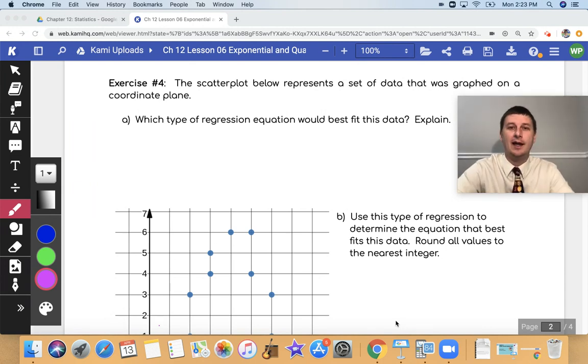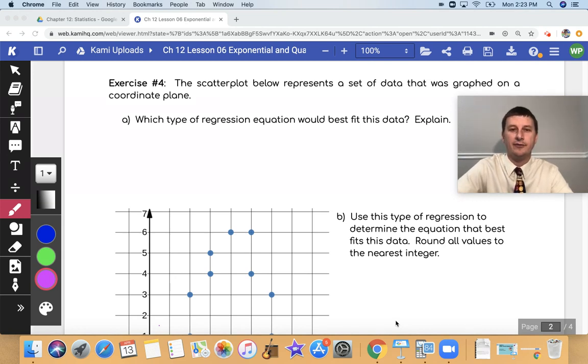Algebra 1. And in this video, we are going to finish up our lesson on exponential and quadratic regression equations. At the end of this video, you will then have mastered linear regressions, exponential regressions, and also quadratic regressions for what you will be asked to do in Algebra 1.